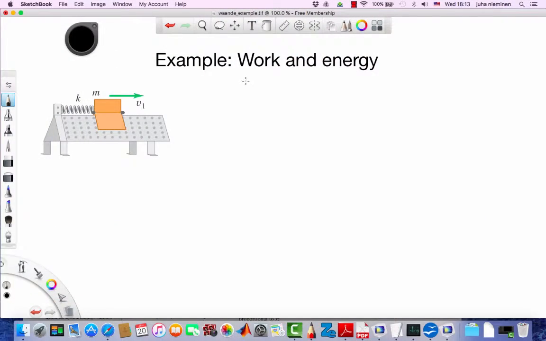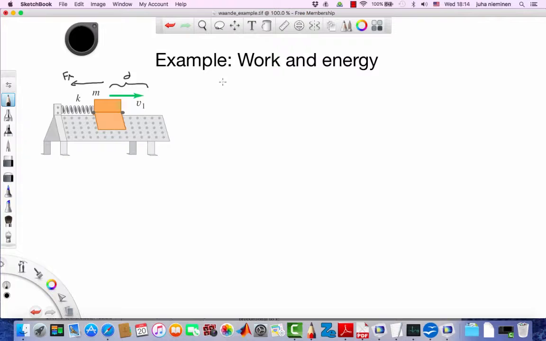Here's an example of how we can use the equivalence of work and energy to investigate a spring mass system like seen on the left here. So we have a slider on a table. There is some friction acting on it also, like this F mu, and it has initial velocity to the right, and let's say it comes to rest in displacement d, and we would like to know what is the magnitude of the friction coefficient in this case, and initial velocity is v1 as shown here.